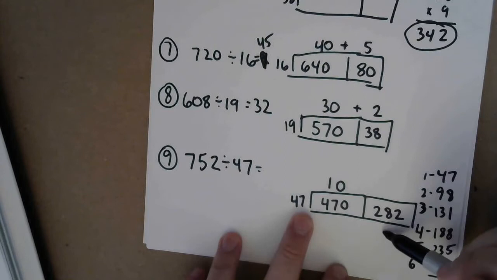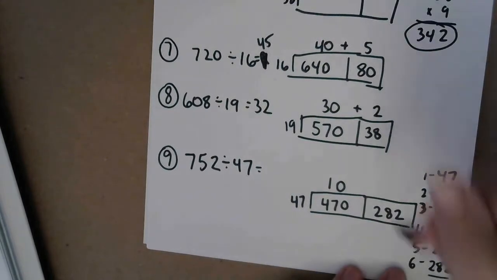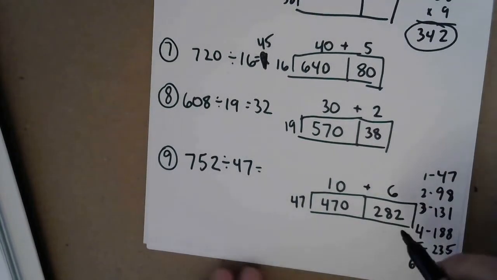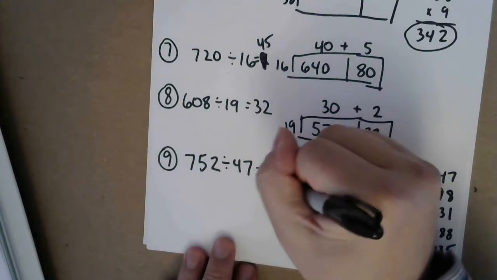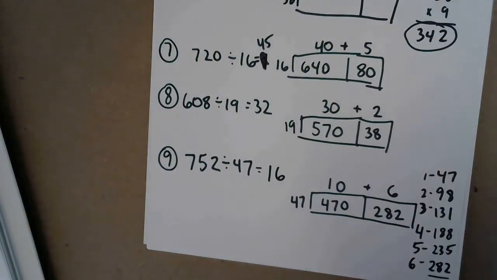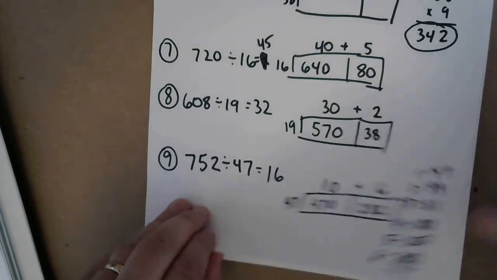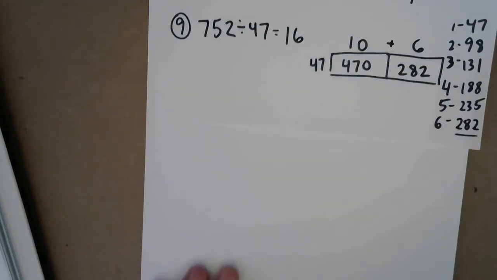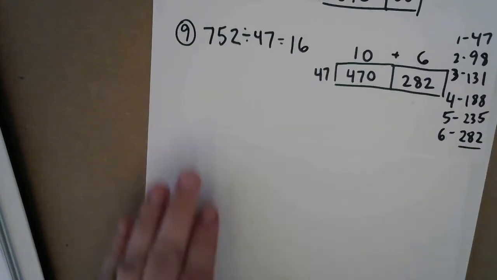So it looks like 282 divided by 47 would be 6. That means I have 10 plus 6. That's 16. Now, guys, I know I'm going through the math a little bit quickly here, but hopefully this is making some sense. Let me move on and take a look at number 10.